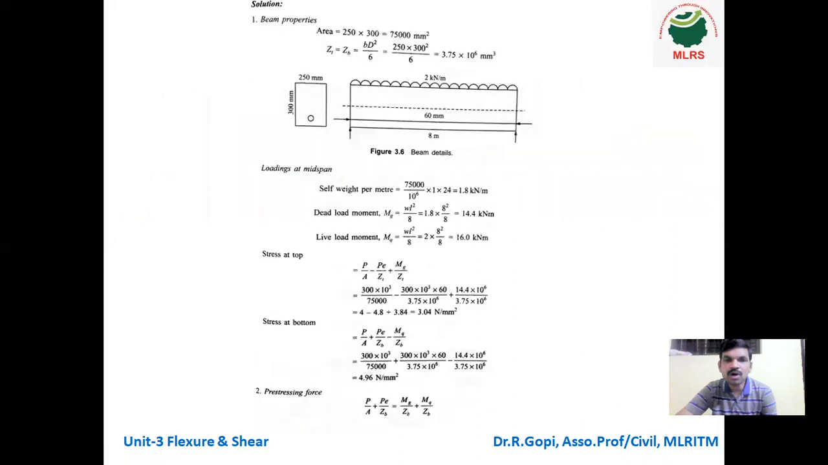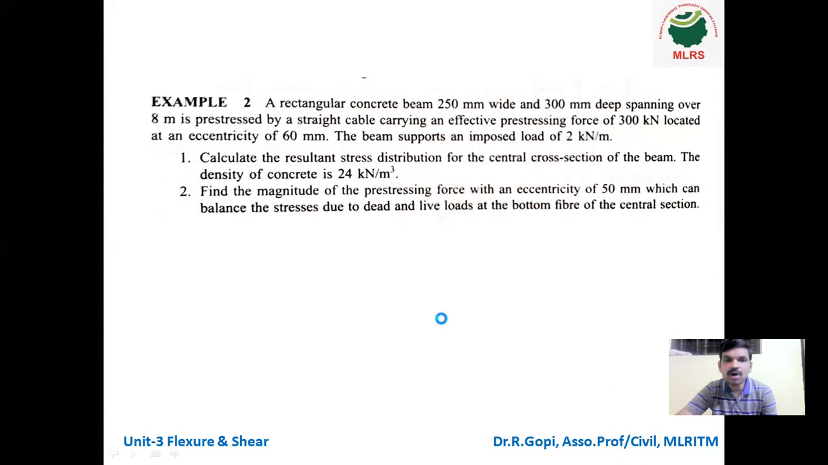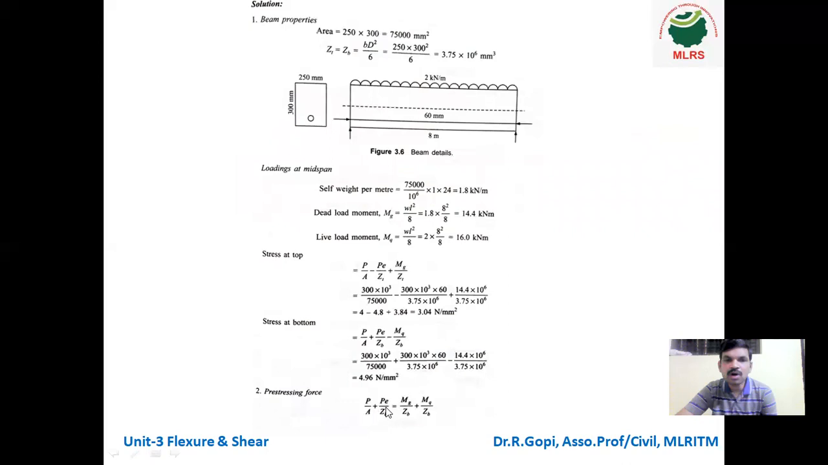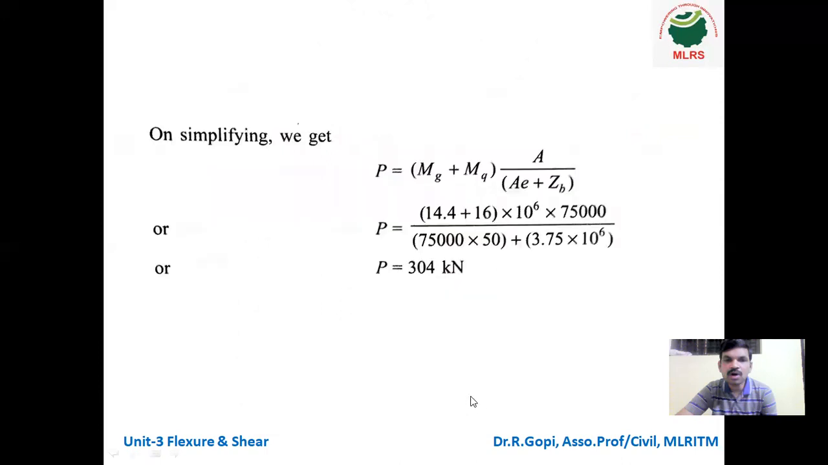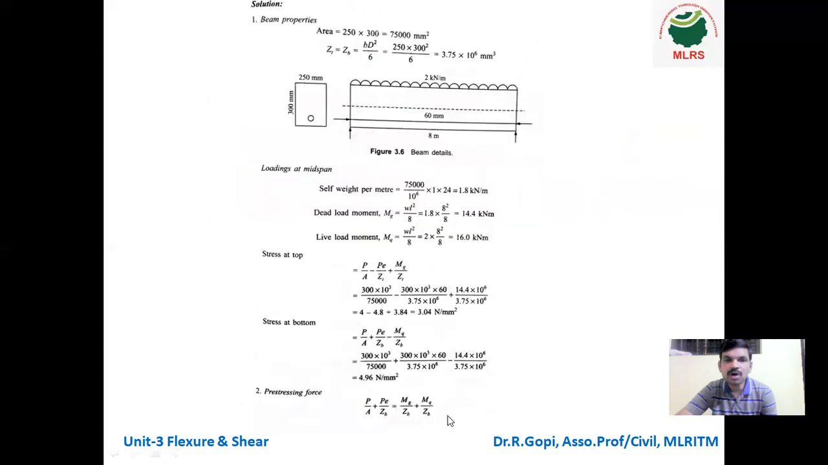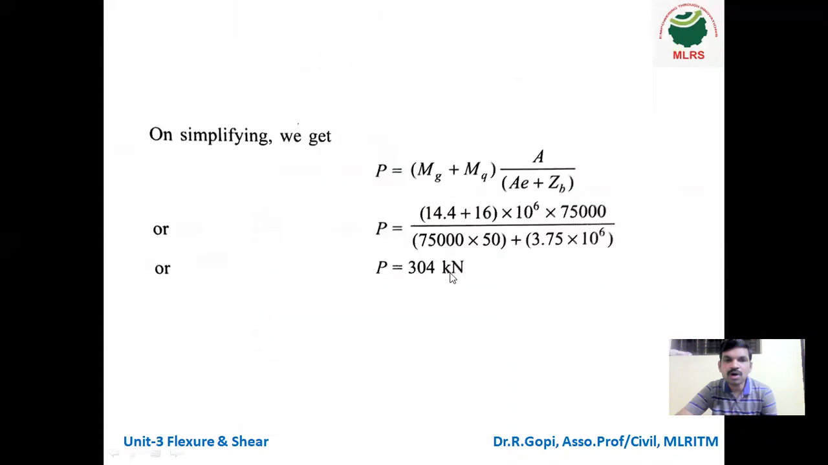Okay. So for that, we use the same equation: P by A plus PE divided by ZB minus mg divided by ZB and minus mq divided by ZB equal to 0. That minus term will go to this side, so you can get this equation. So on simplifying, you get the P value as 304 kilonewton.